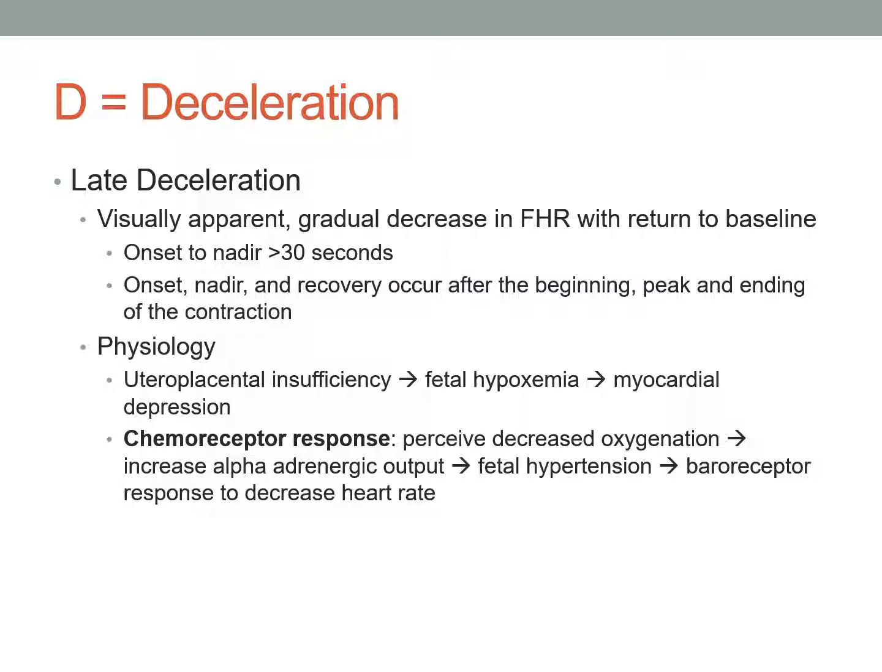This is a chemoreceptor response. The chemoreceptors perceive a decrease in oxygenation. This leads to an increase in alpha adrenergic output by the fetus, which causes fetal hypertension, and then a baroreceptor response to decrease the heart rate. It's a multi-step process. It takes longer than a variable deceleration to slow the heart rate.